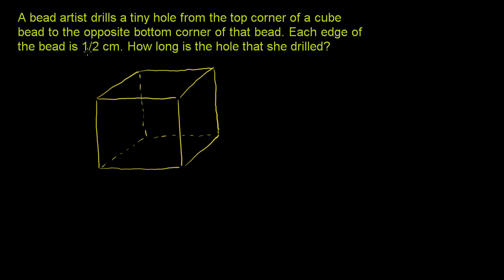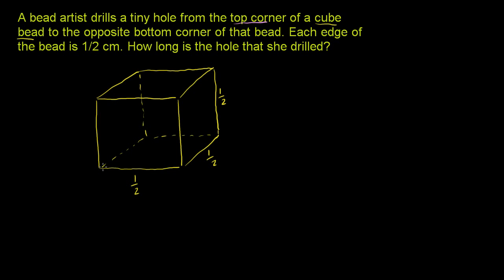They tell us that each edge of this cube bead, they call this a cube bead, is 1/2 centimeters. So this is 1/2 centimeters, this is 1/2 centimeters, and that is 1/2 centimeters. And then they say that they drill the hole from the top corner of a cube bead to the opposite bottom corner of the bead. So from the top corner to the opposite bottom.